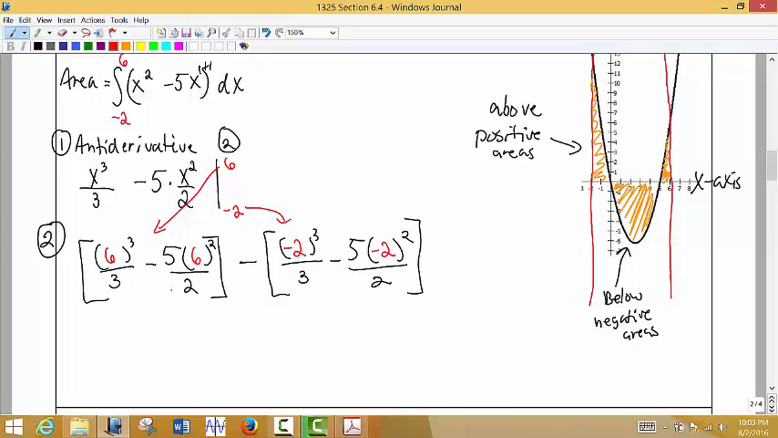And now we're going to simplify these fractions. Off the top of your head, you might not know what 6 cubed is, but you have a calculator. So that gives me 216 over 3, minus, so over here we have 6 squared, that's 36. 5 times 36, put that into your calculator, you should get 90. So I write 90 over 2.